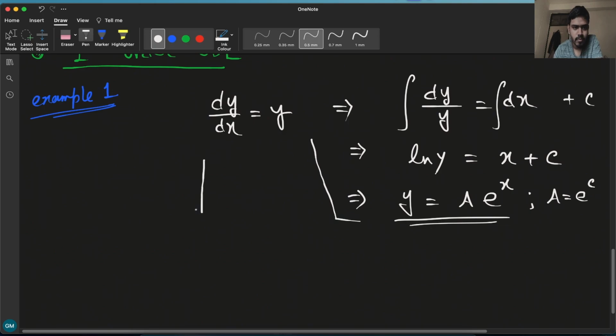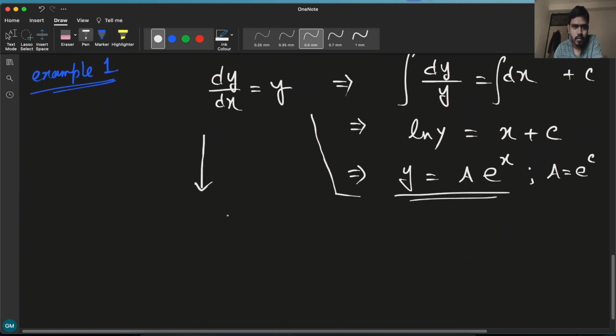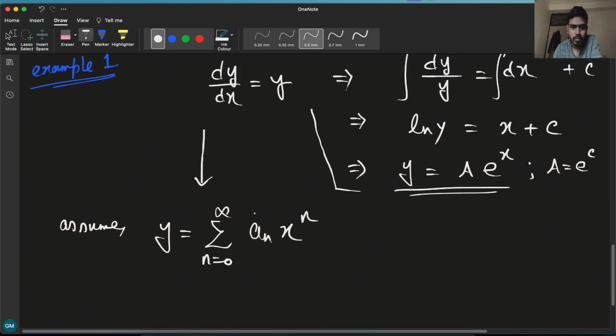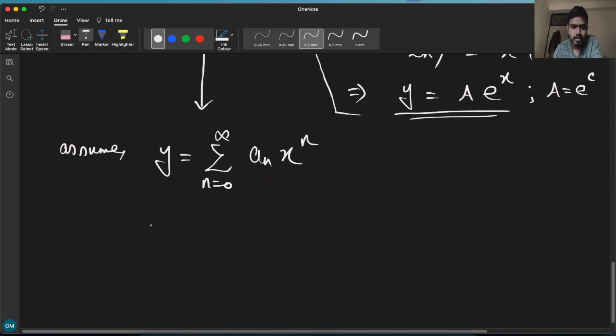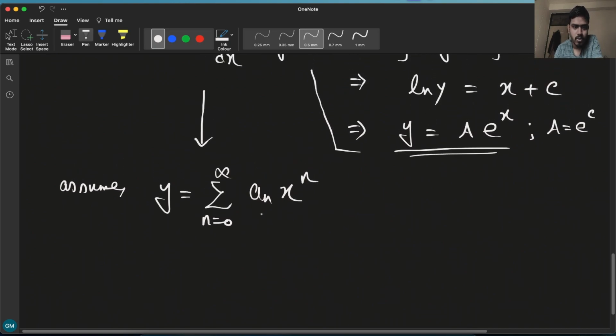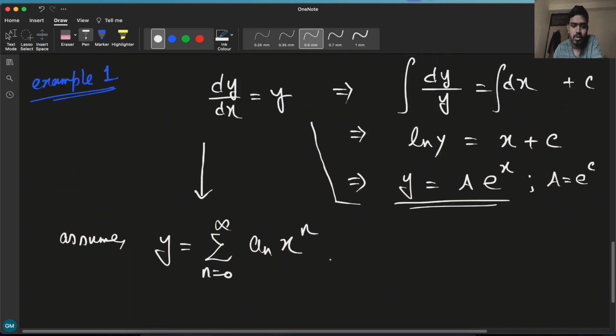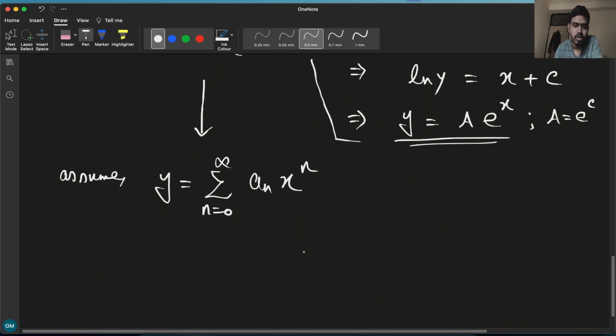Okay. So let's assume y equals, we'll assume that y is a power series in x. So the sum of a_n x to the power n, n equals 0 to infinity. Okay, so it's a power series around x equals 0. So we are trying to find the solution in the neighborhood of x equals 0.